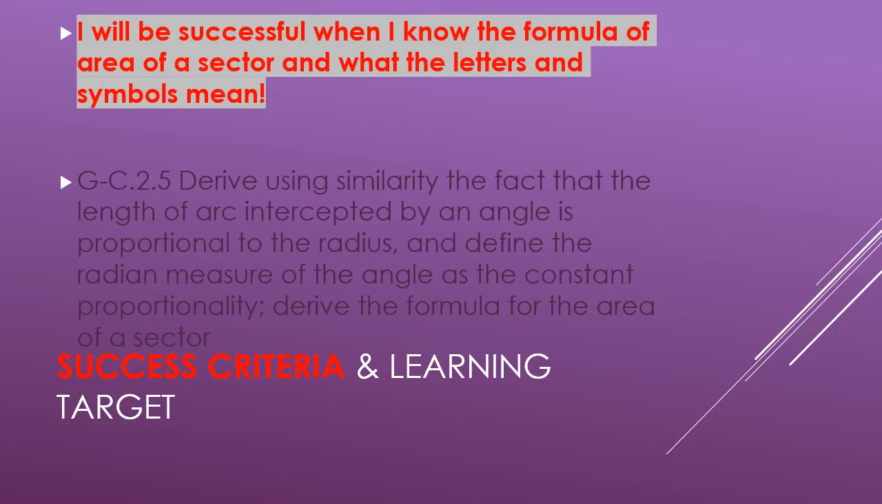So the success criteria is I'll be successful when I know the formula of the area of a sector and what the letters and the symbols mean. This learning target comes from deriving, using similarity, the fact that the length of an arc intercepted by an angle is proportional to the radius, and defining the radian measure of the angle as the constant of proportionality. Derive the formula for the area of a sector.